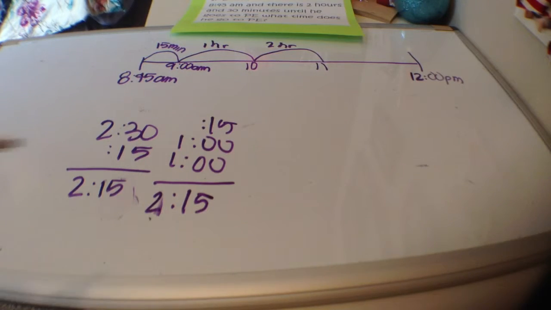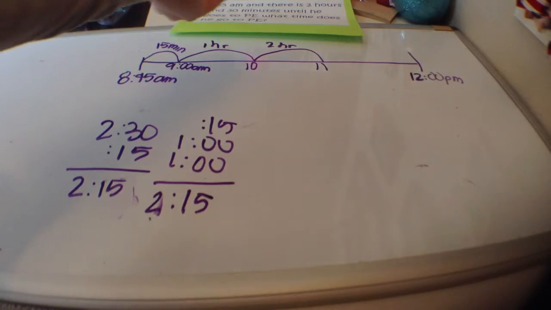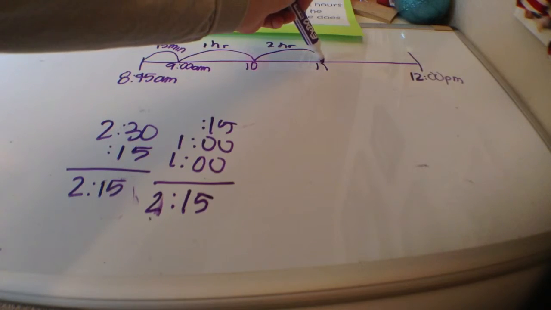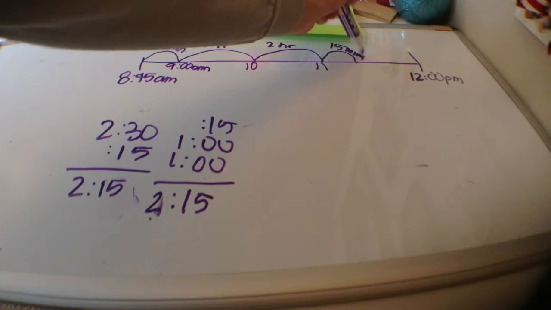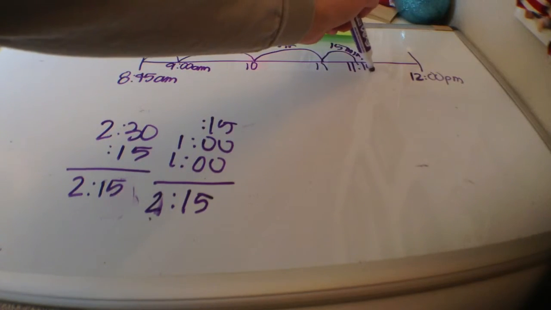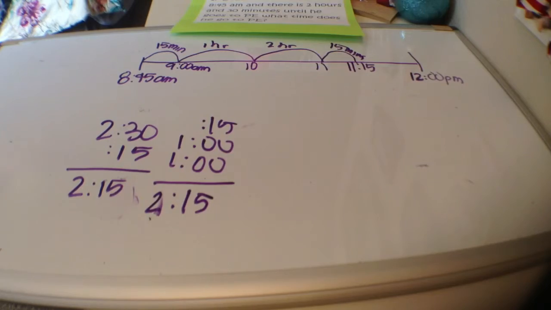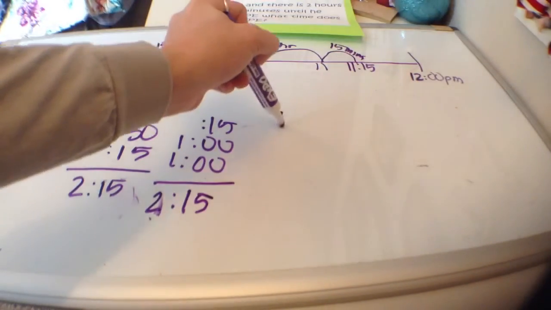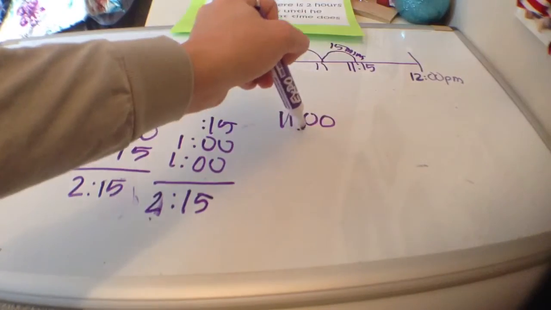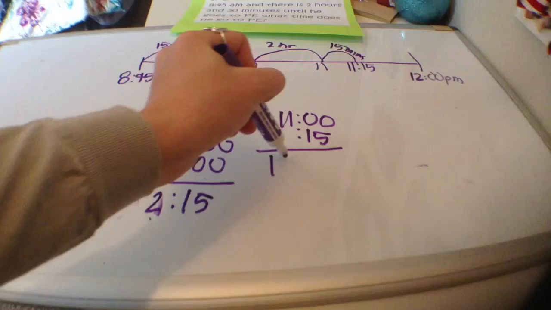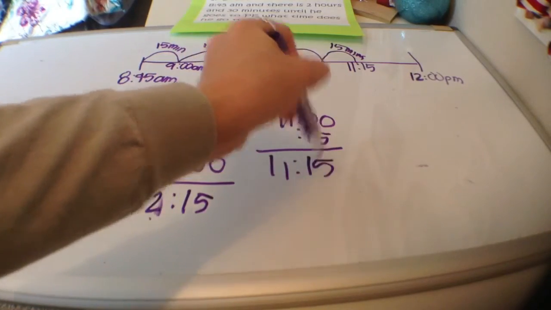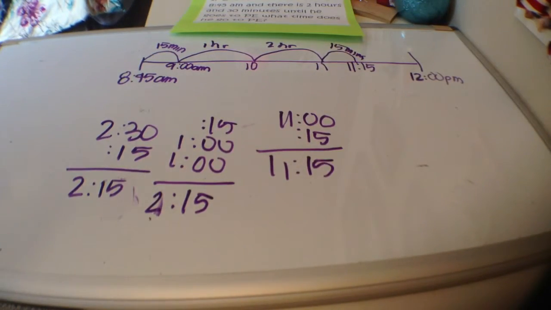And we know that we need to go a total of 2 hours and 30 minutes, so we need to make another jump that is 15 minutes. So we will go from 11 and we will jump 15 more minutes, bringing us to 11:15. Because when we are at 11 and we add 15 minutes, there is no regrouping involved, and the time is 11:15.